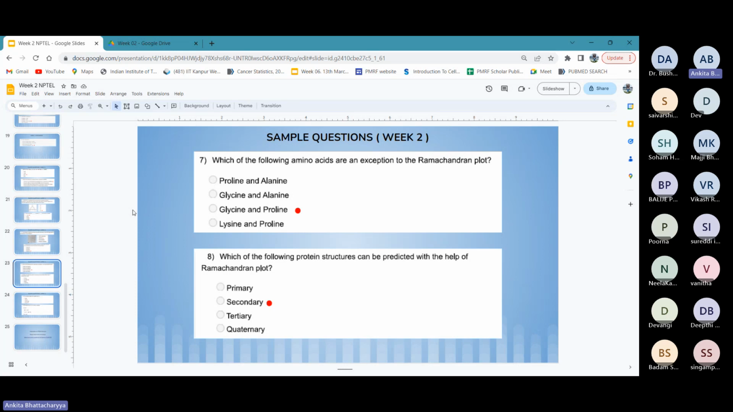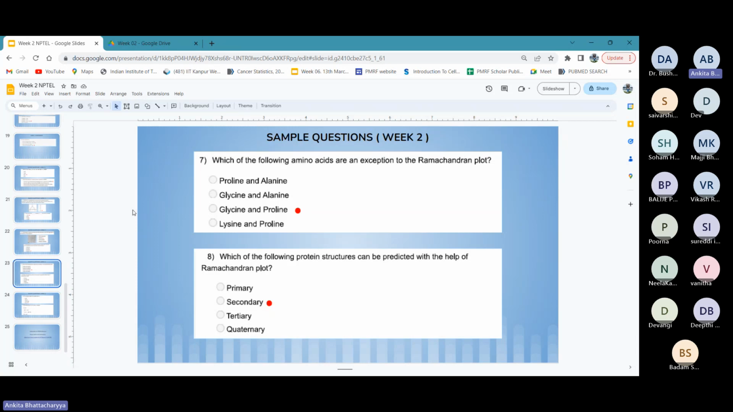In question 8, we are asked which of the following protein structures can be predicted with the help of the Ramachandran plot. If you remember the plot images that were presented before, you can see that there are some specific regions which are attributed to some specific secondary structures.